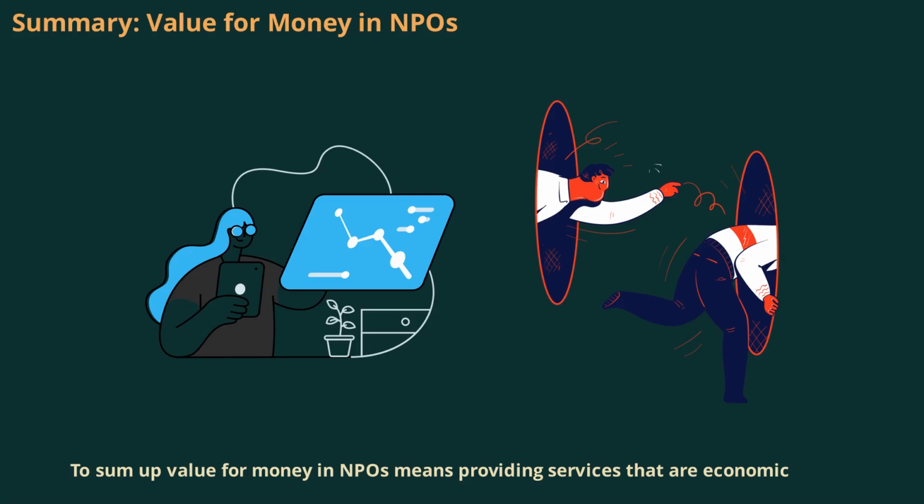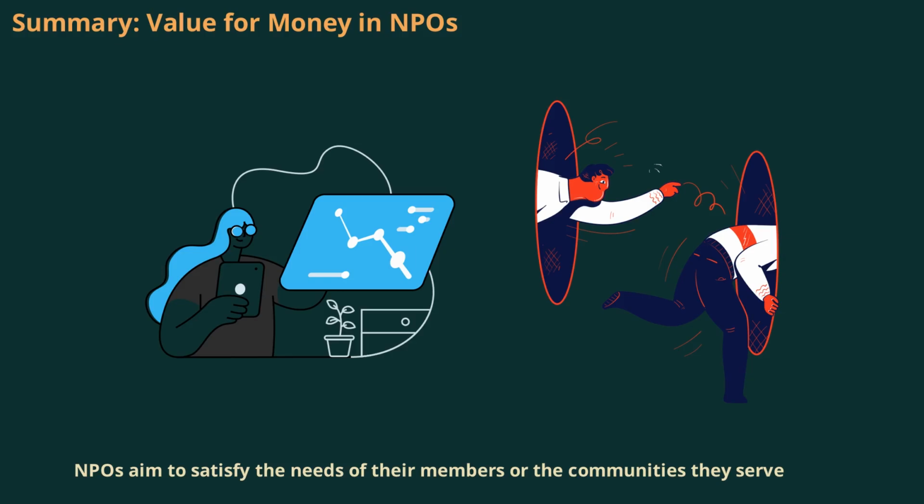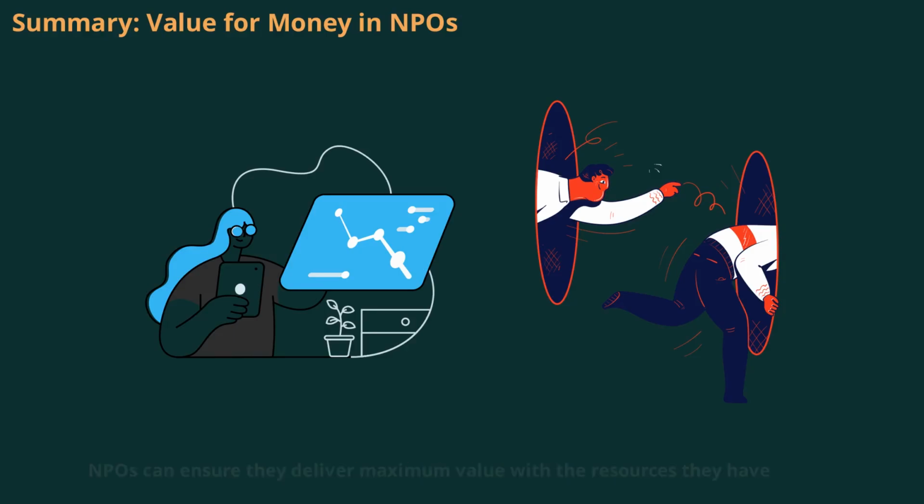To sum up, value for money in NPOs means providing services that are economic, efficient, and effective. Unlike businesses that focus on shareholder wealth, NPOs aim to satisfy the needs of their members or the communities they serve. By using frameworks like VFM and the balanced scorecard, and by regularly reviewing their performance, NPOs can ensure they deliver maximum value with the resources they have.